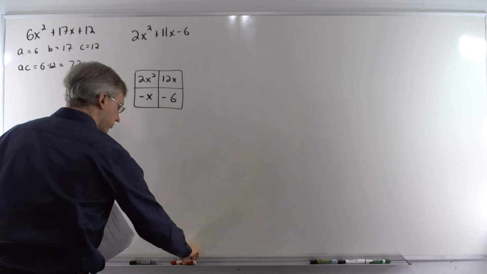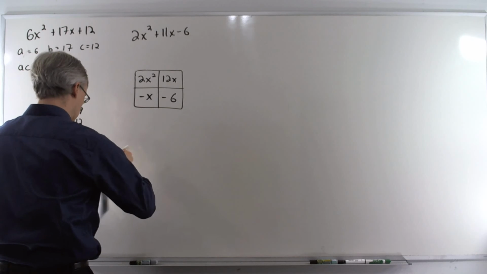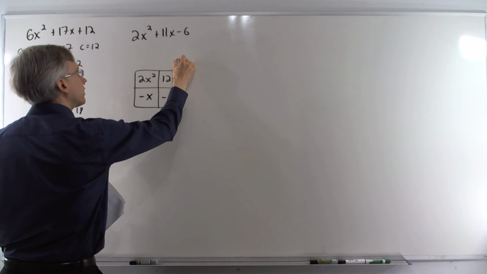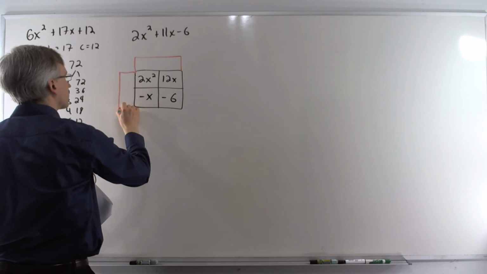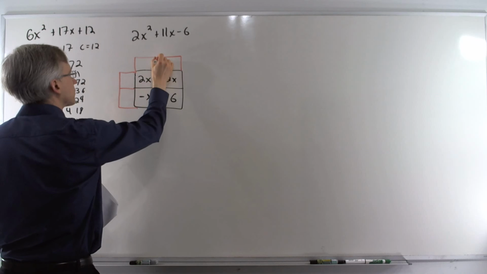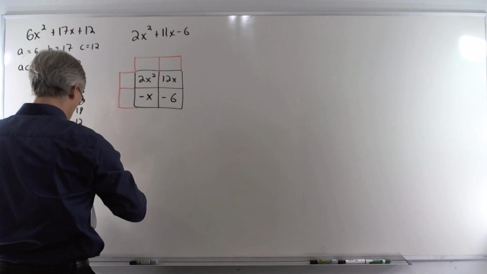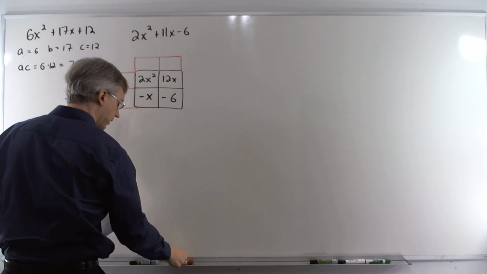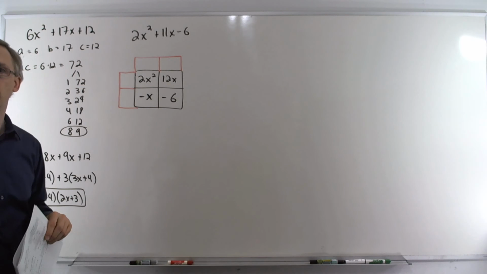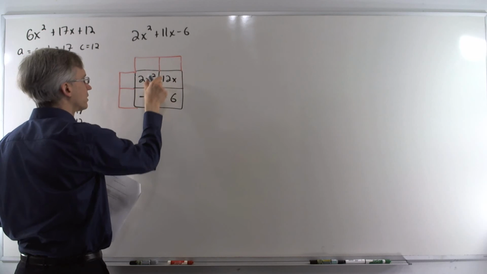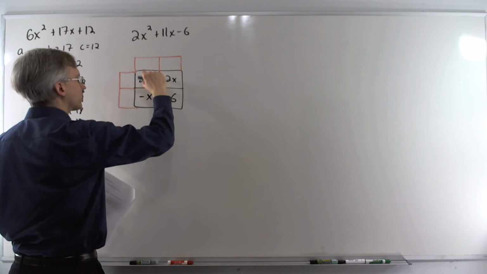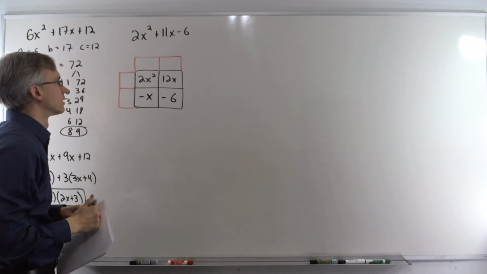All right, now we need a box to put the answers in. So I'm going to put the answer boxes up here. Now what we need to do to complete this is to factor in 4 different directions. We're going to take out the greatest common factor in this direction, and this direction, and this direction.